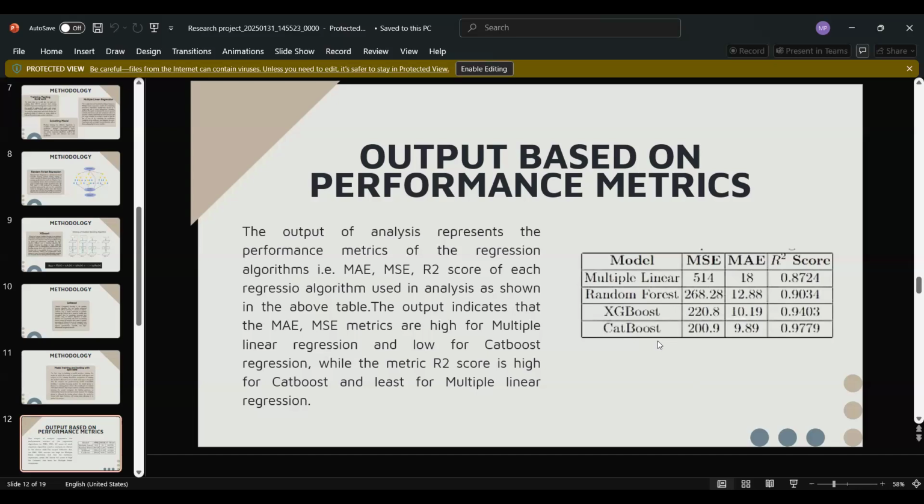So basically, MSE and MAE should be as low as possible for a model to be efficient. So the MSE and MAE are low for CatBoost and high for multiple linear regression, and R2 score is low for multiple linear regression and high for CatBoost.